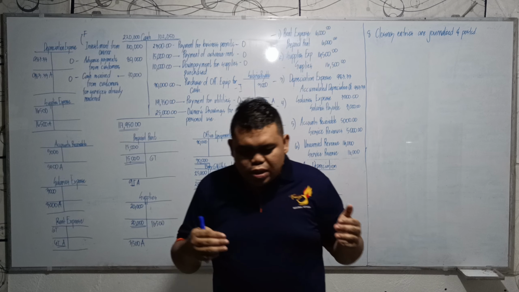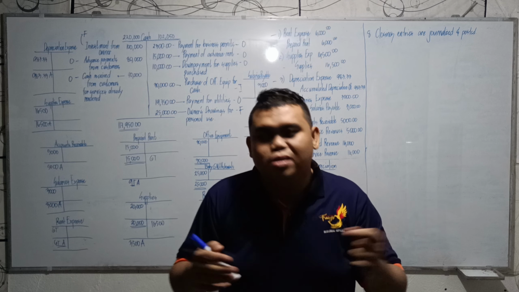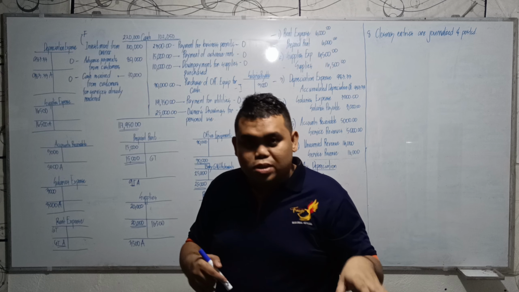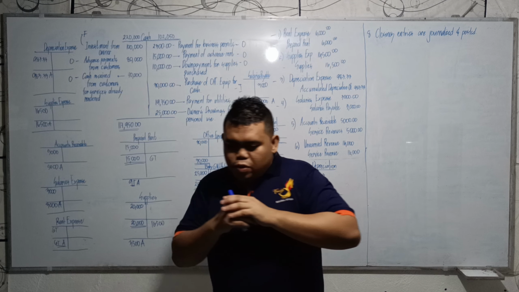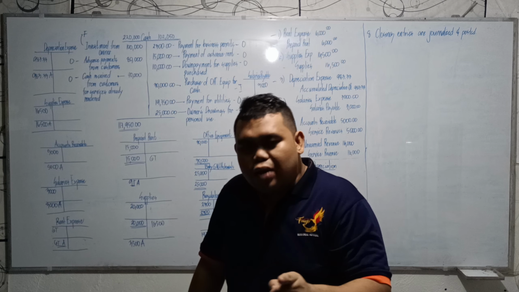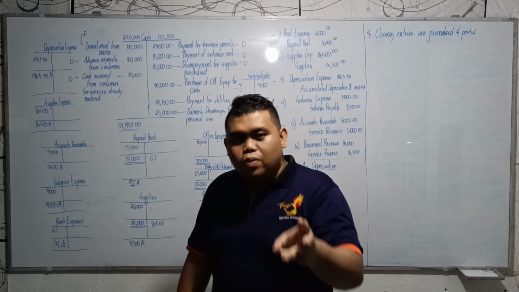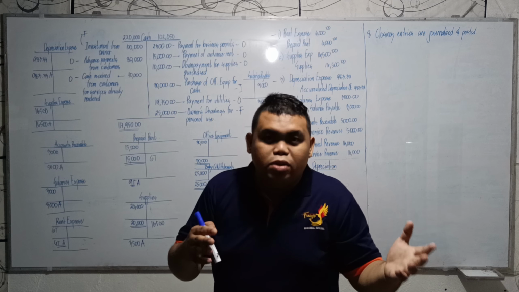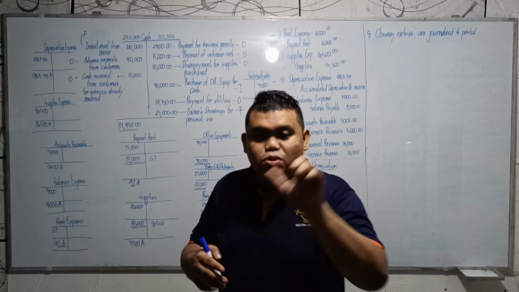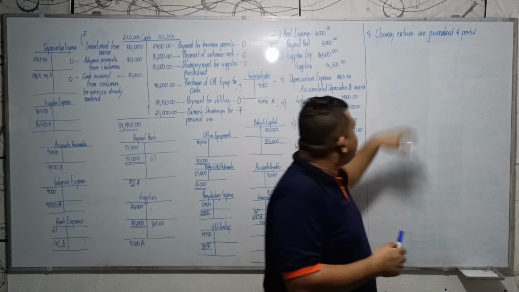And aside from which, not only the income and the expenses are zeroed out or closed, but also the withdrawals account will be closed. So if I am going to make it into one sentence, closing entries zero out the revenues, the expenses, and the withdrawals, and they are closed to the capital account. So that's the very goal of the closing entries.